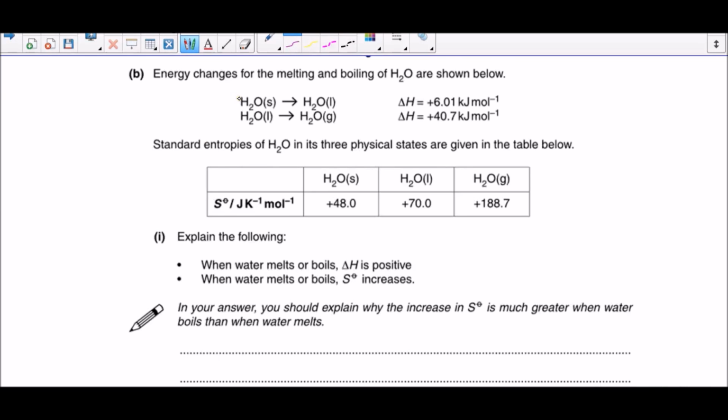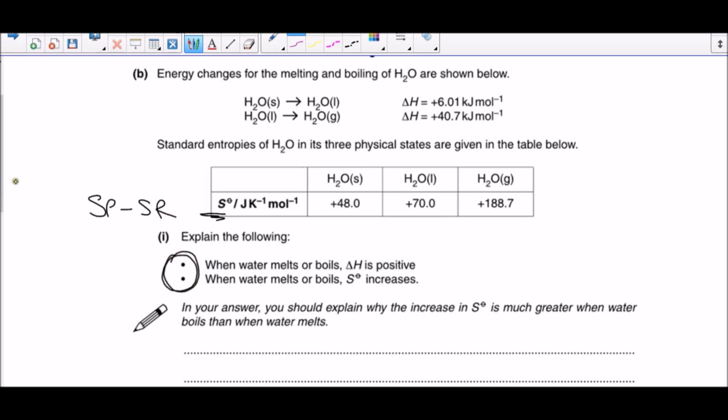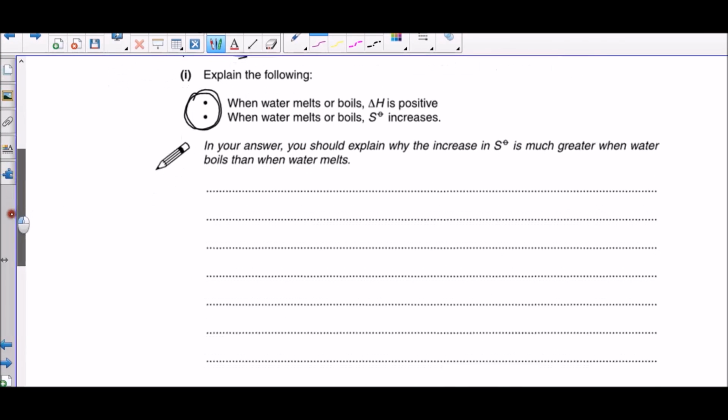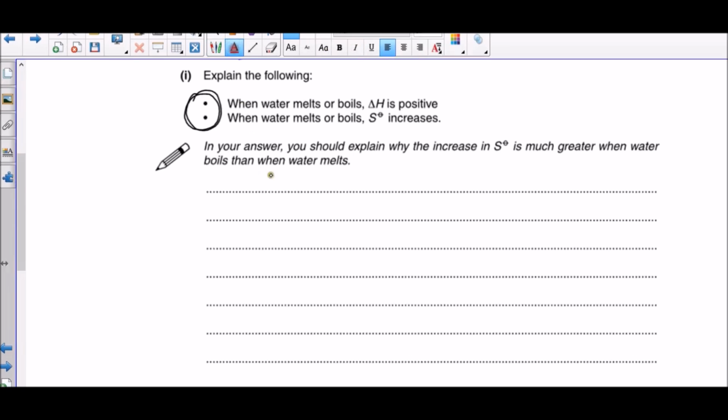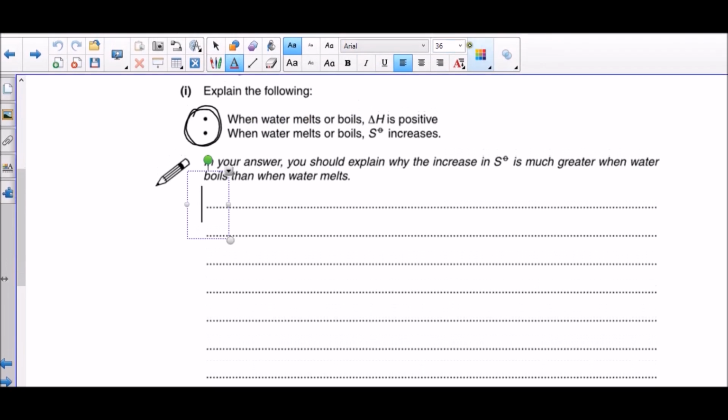This is where entropy comes into this question. We can see in this table we've got S values, so at some point we're probably going to have to do S products minus S reactants. But before we get there, we're going to have to explain these 2 bullet points. Remember, bullet points tell you how to structure an answer. So we've got: explain why when water melts or boils delta H is positive. So we'll start with that bullet point.